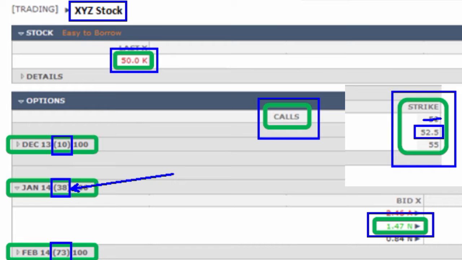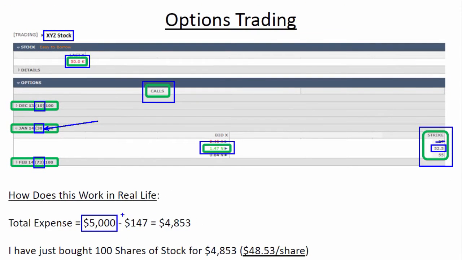And remember, options are times 100, so if I sell it for $1.47, that means I actually get a credit of $147. So now let's put these two things together. I bought the stock for $5,000, but then I sold this call and collected $147. So in the end, I ended up paying $4,853 for 100 shares of stock.